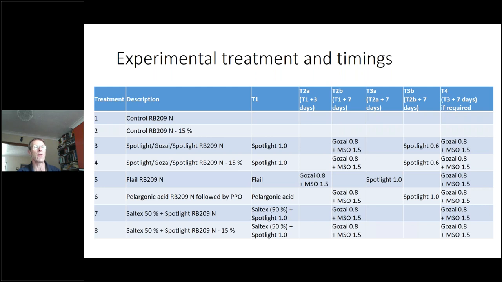Pretty much Eric's mentioned what they are. 1 liter of spotlight followed by 0.8 liters of gozai, in this case with mineral oil addition of 1.5 liters per hectare, 7 days after the T1 application. Following up a second dose of spotlight there, 0.6 liters. And then if required, for the more indeterminate, or maybe more vigorous crops, there's the option to apply a second dose of gozai with the mineral oil combination at T4, which is effectively 3 weeks after the T1 application.